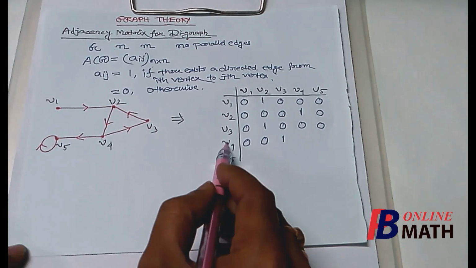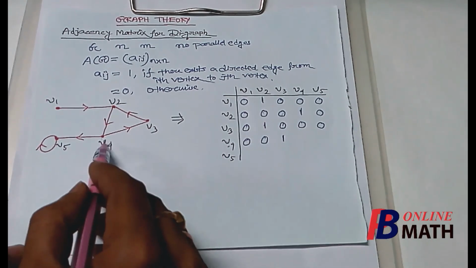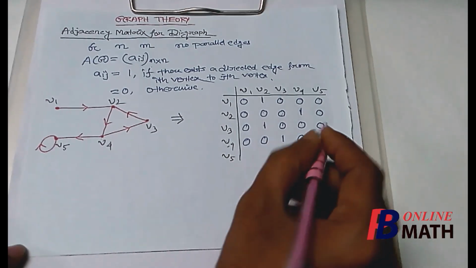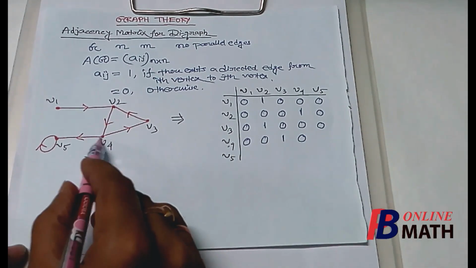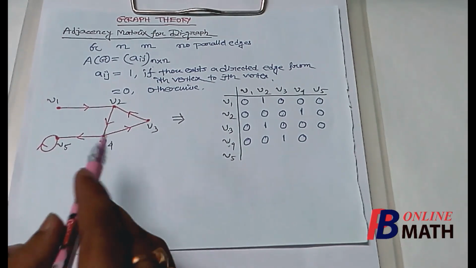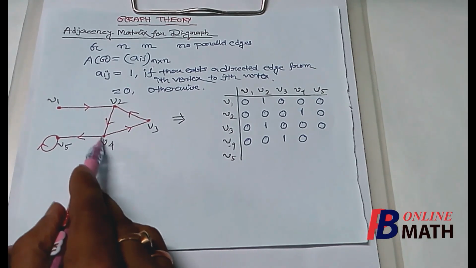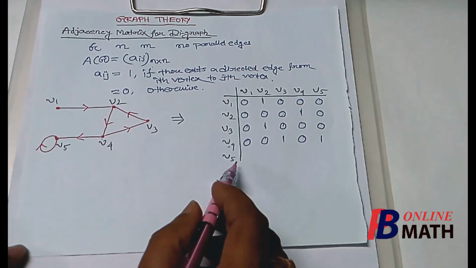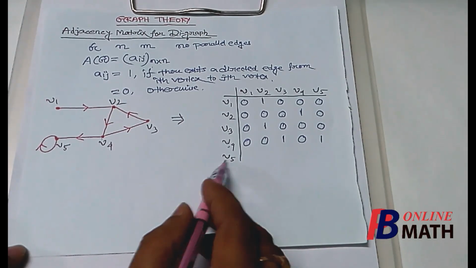Next one is from V4 to V4. We find that there is no self loop at V4, so we put 0 here. And finally from V4 to V5 we find that there is one edge from V4 to V5, so it is 1. Next, the final row of V5.